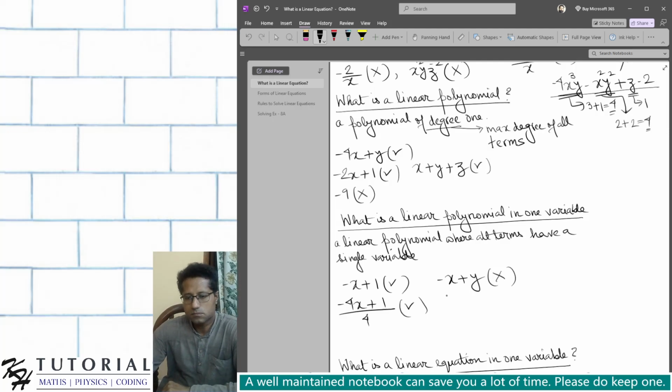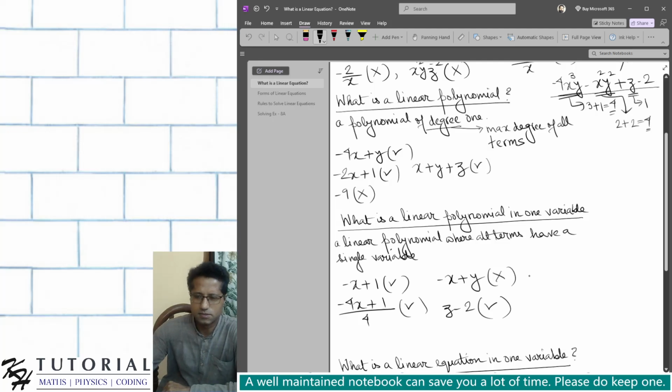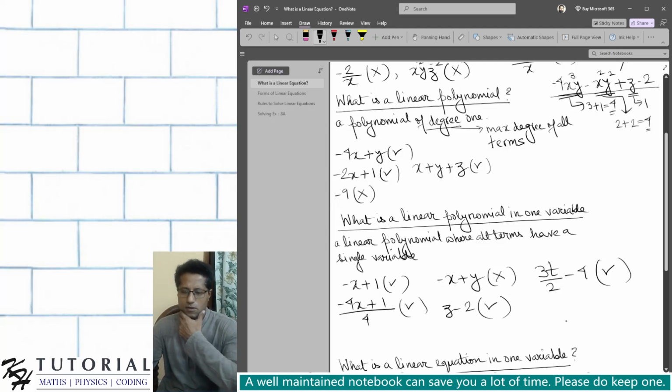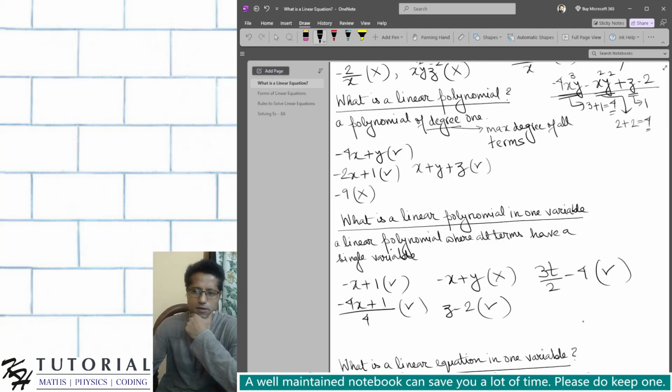So let's say z minus 2, this is also a linear polynomial in 1 variable, where the variable is z. Hence, let's say 3t by 2 minus 4, this is also a linear polynomial in 1 variable, where the variable is t. So I hope it is clear what a linear polynomial in 1 variable is.